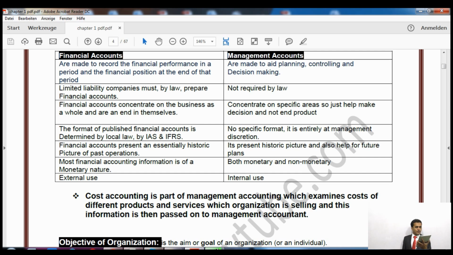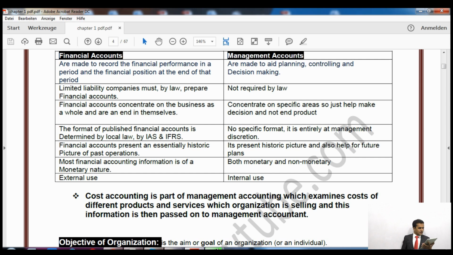And the next one is that financial accounts present an essentially historic picture of past operations. Financial accounts look at the past, whereas management accounts look at the past but also think about the future. That is another major difference. Management accounting looks at the past but also at the future, like making budgets. Financial accounts just look at the past, make the accounts and present them to the shareholders. They do not look to the future. However, in management accounts, you have to make decisions based on them.